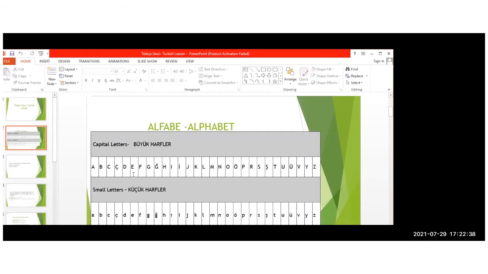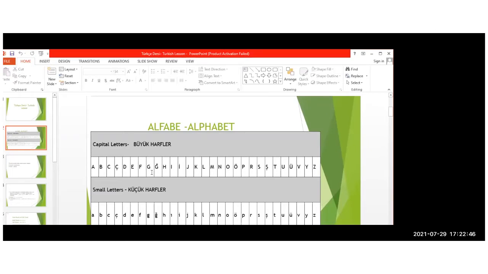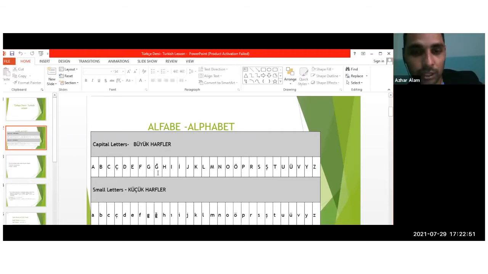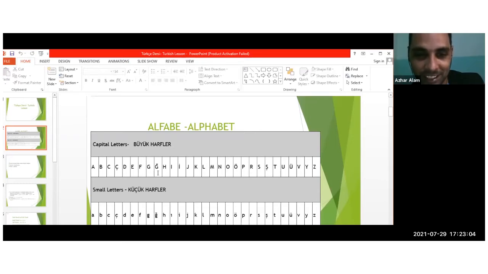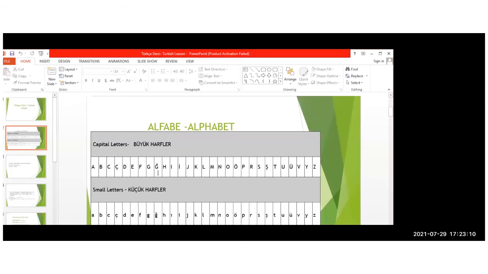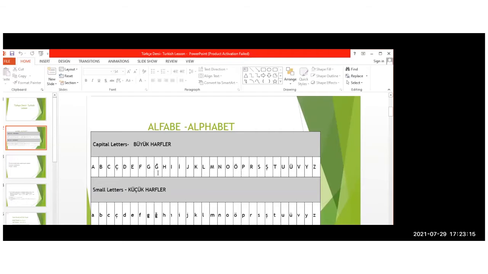This is E in English, but in Turkish we have A. Fe, Ge. And this letter, especially this letter, we call silent G. But in Turkish, we call this yumuşak G. Can you just spell it? I will write it for you. Yumuşak. Yumuşak G, yumuşak Ge. Correct. It means silent G.